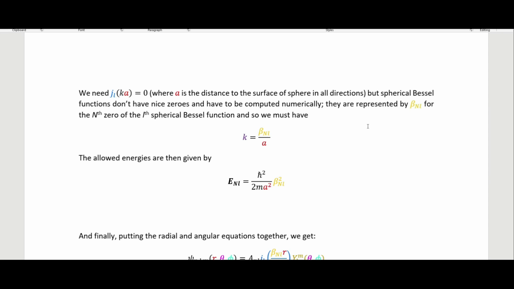They need to be computed numerically, but we can represent them as this beta sub nl, for the different n's and different l's, so the nth zero of the lth spherical Bessel function. So we have k equal to beta nl over a. And so the allowed energies, E sub nl, is equal to h bar squared over 2ma squared, because now we're multiplying by the a in this denominator, times beta squared sub nl.